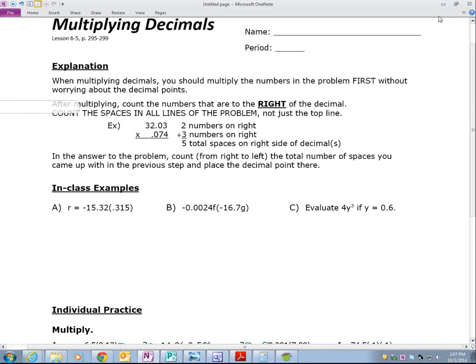So we have multiplying decimals here. This is going to be section 6.5. Monday we're going to be dividing decimals. Then we're going to be doing some decimal word problems on Tuesday and Wednesday, and then Thursday we're going to do a decimal quiz.